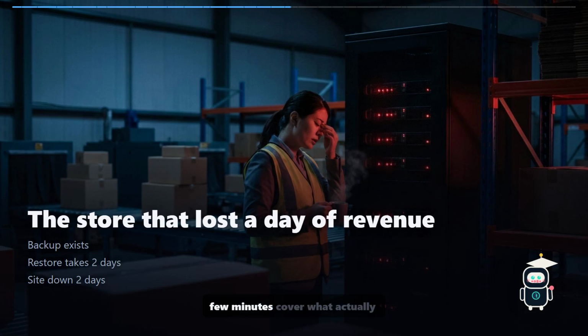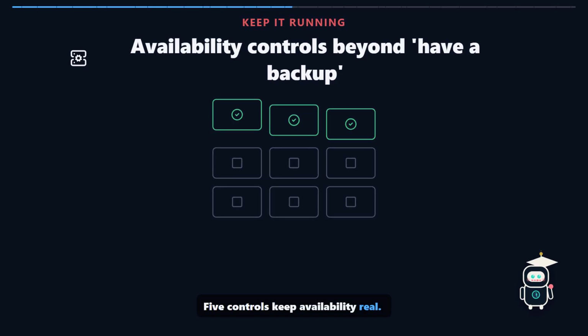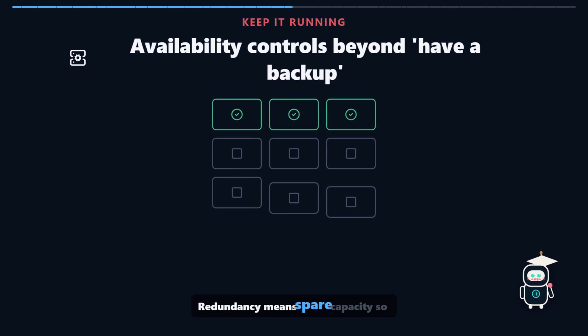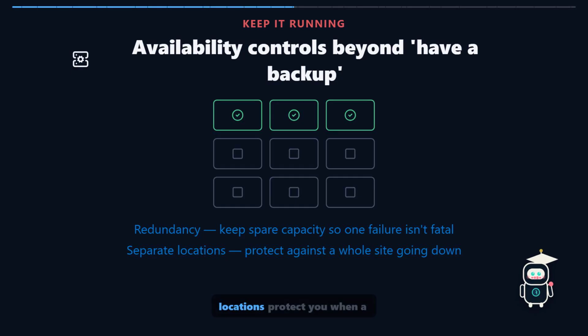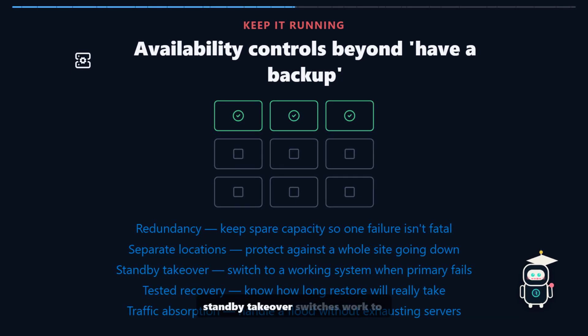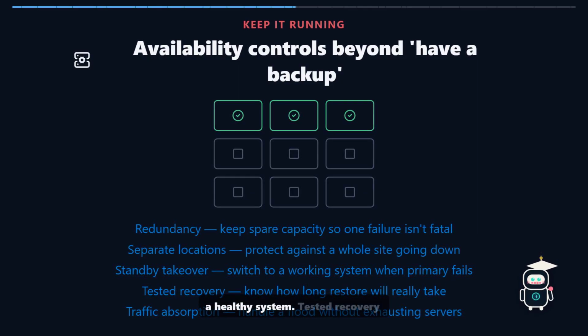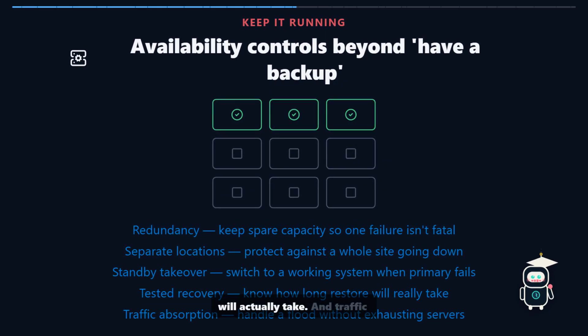The next few minutes cover what actually keeps systems up, not just having a backup, but being able to run from it. 5 controls keep availability real. Redundancy means spare capacity, so one failure isn't fatal. Separate locations protect you when a whole site goes down. A standby takeover switches work to a healthy system. Tested recovery tells you how long restore will actually take. And traffic absorption handles a flood that would otherwise exhaust the servers.